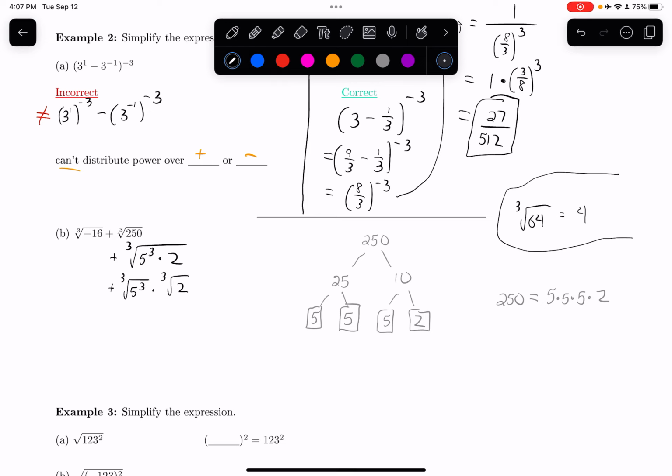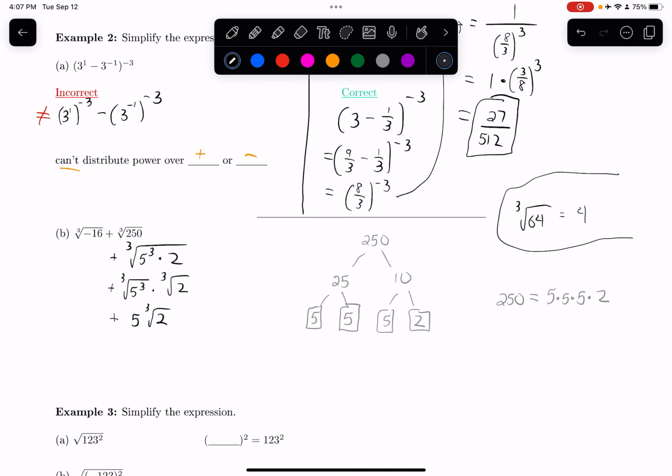And then with the cube root of 5 cubed, well, those two things cancel. I'm allowed to do that as long as this base is a non-negative value. So I end up getting 5, and then, of course, times the cube root of 2. In other words, I was able to pull a number out of that root.